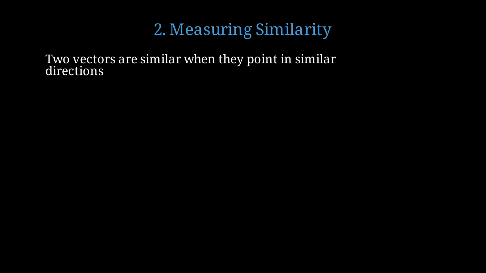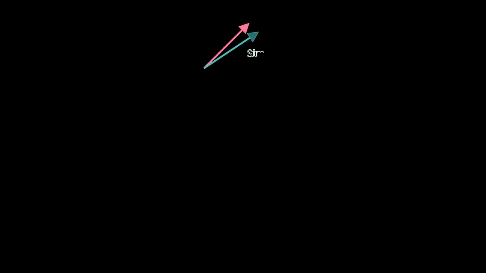Now let's explore how we measure similarity between vectors. Two vectors are considered similar when they point in the same or nearly the same direction. These two vectors are similar because they point in nearly the same direction. These vectors are not similar because they point in very different directions.